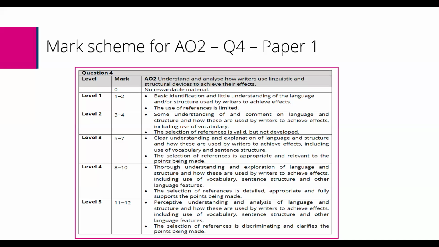And the second bullet point in this levels-based mark scheme is about references. Yeah, those brief quotations they're using as evidence to support their answers. So they go from limited to valid to appropriate and relevant to detailed, appropriate, and fully supporting, and then to discriminating and clarifying the points being made. This is SO8, page 11, because this is a little bit small possibly on your screens.